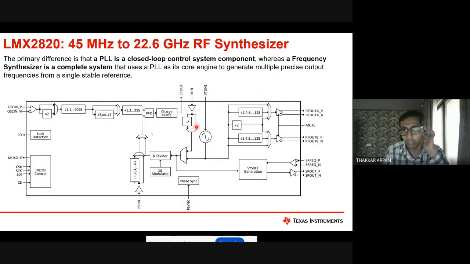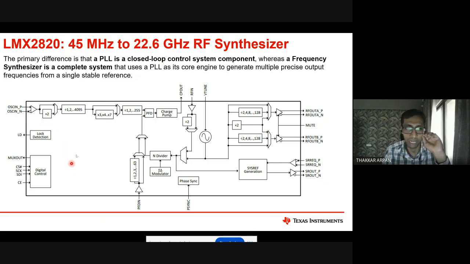So this is not with a bow. This is in general what our team has made. This part can generate any signal from 45 megahertz to 22.6 gigahertz, and it has this kind of block diagram. Here you put the oscillator, some crystal oscillator. You can put a bow also here essentially, right?